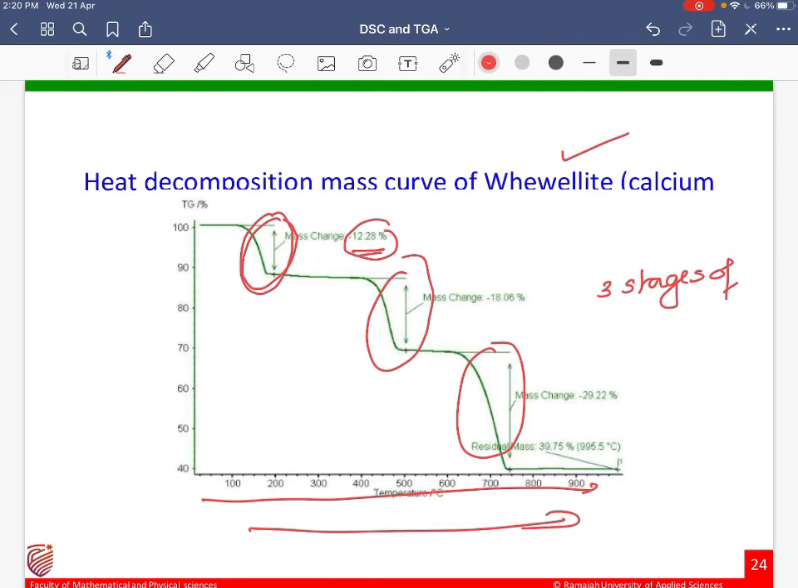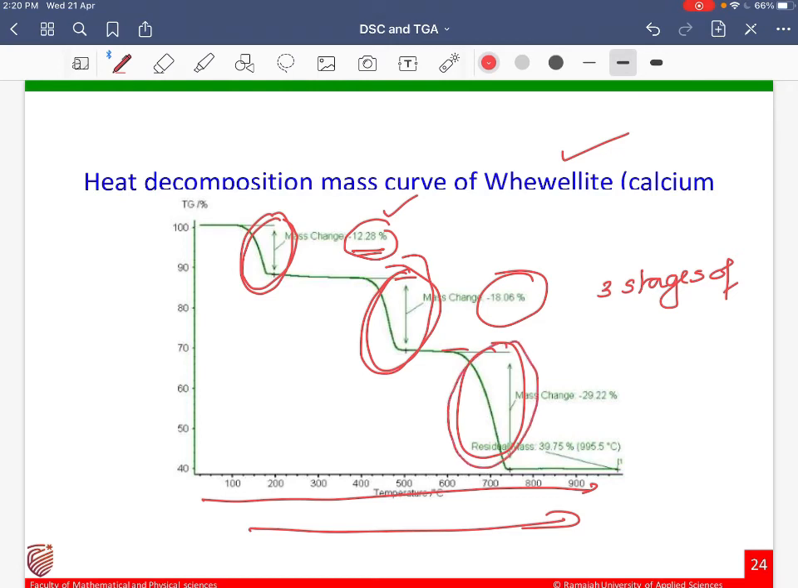Where is it going? After the degradation, around 12.28% of the degraded products are gaseous molecules. Definitely they will go out, so the sample weight will be reduced. Then around 400 degrees Celsius, you can see again a drastic mass change happened, and from here to here, almost 18.06% of the mass is taken by the elimination of gaseous molecules after the second stage degradation.